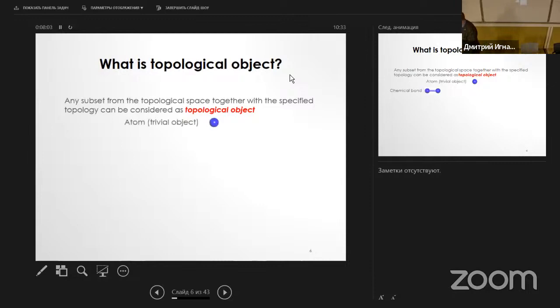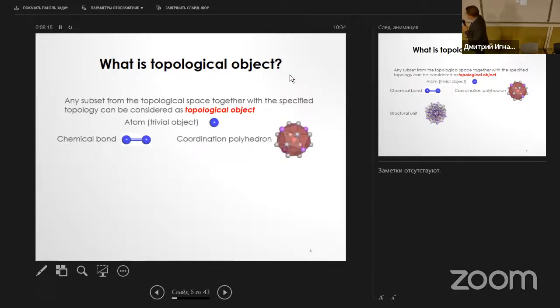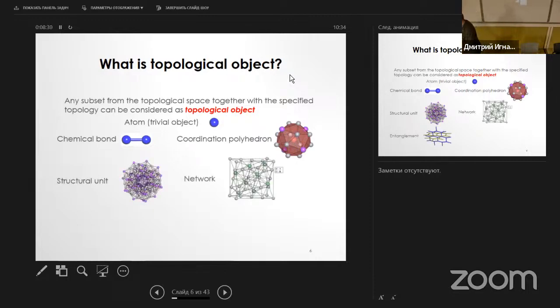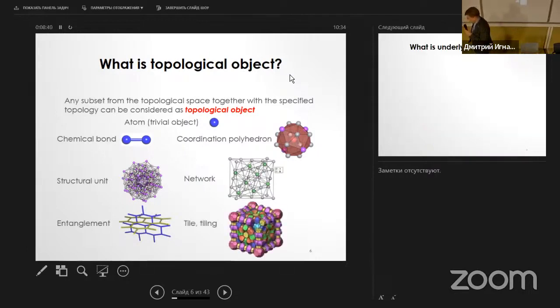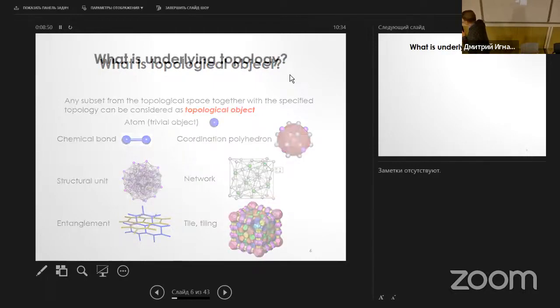Next, we can determine topological objects in this space, again, in different ways. An atom is a trivial object because it has no topology inside. But we also have a chemical bond, which is already not a trivial object. We can use other objects also, like a coordination polyhedron, a structural unit of any complexity, a network, an infinite network as a whole is also an object, an entanglement of different networks, and for example, a tiling, which shows us cages in this structure. So quite different objects, and again, the number of such objects is formally infinite.